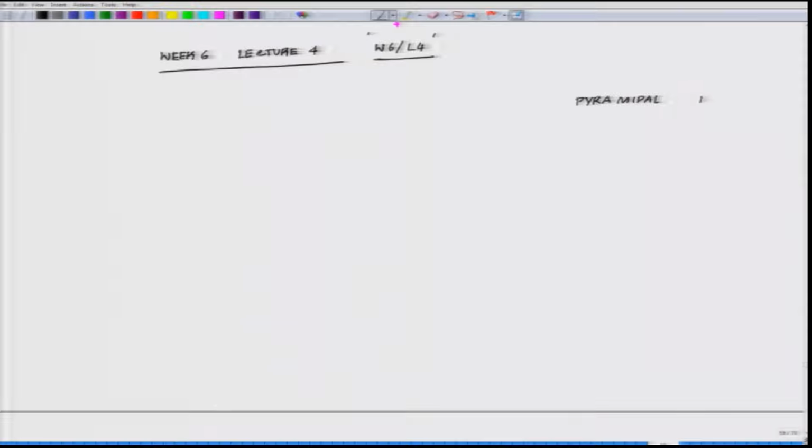pyramidal neurons, interneurons, oligodendrocytes, you will have microglia, you will have astrocytes.